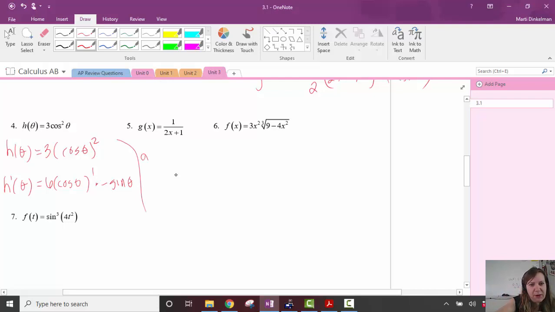Number 5, I'm going to rewrite again. I could do quotient rule in the form it's in, or I can change it to having a negative 1 as an exponent and then do chain rule. So that's a choice that you're going to have to make as we go through these. So derivative of the outside function, again subtract 1 from that, leaving the inside alone, times the derivative of the inside function. So that's just a 2.